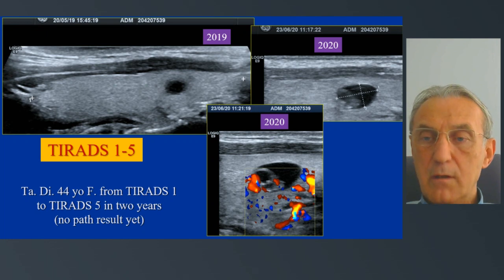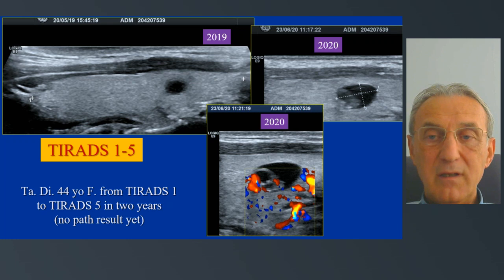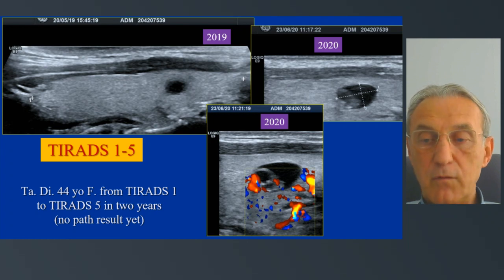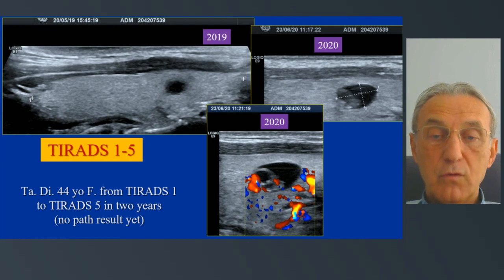Look at this patient, a 44 years old female. In 2019, the cyst is completely simple without any septa or solid component. But later, the nodule is enlarging and the solid component is changing and it has vascularity. So we should say that this is thyroid 5 based on the solid component. We are still following this up.